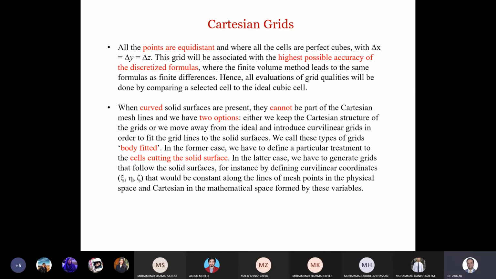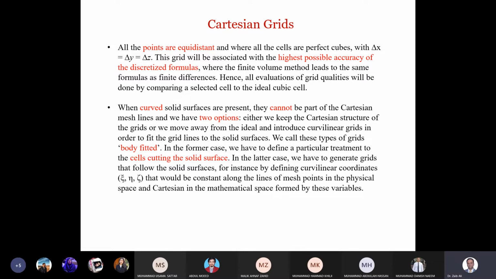So a more formal definition is that in a Cartesian mesh, all the points are equidistant, and the cells in 3D are perfect cubes and in 2D they are perfect squares, with delta x, delta y, and delta z being equal. And they generally have the highest possible accuracy and they can be equally applied to finite difference method and finite volume method.